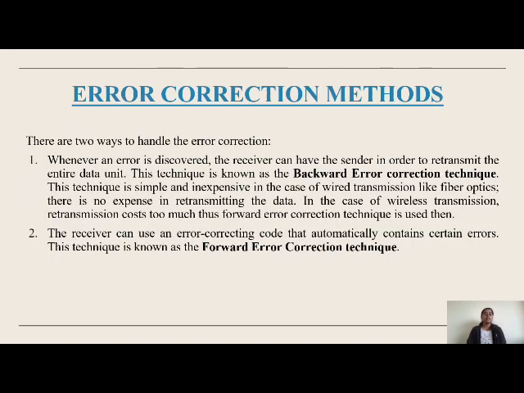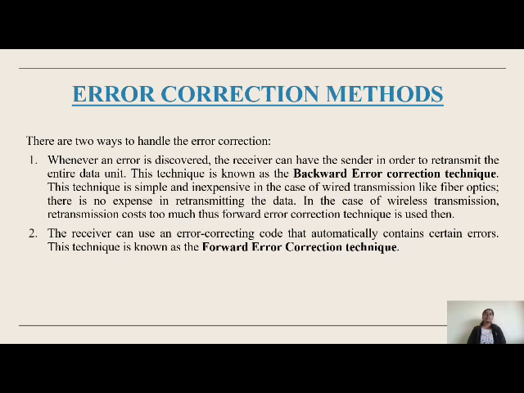Error correction methods. There are two ways to handle the error correction. Whenever an error is discovered, the receiver can have the sender retransmit the entire data unit. This technique is known as the backward error correction technique. This technique is simple and inexpensive in the case of wire transmission like fiber optics. There is no expense in retransmitting the data.